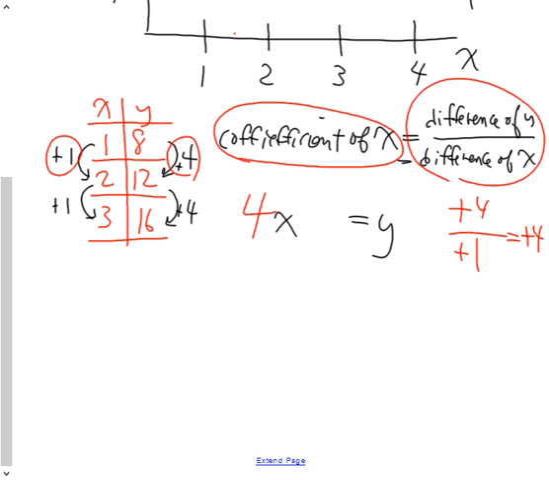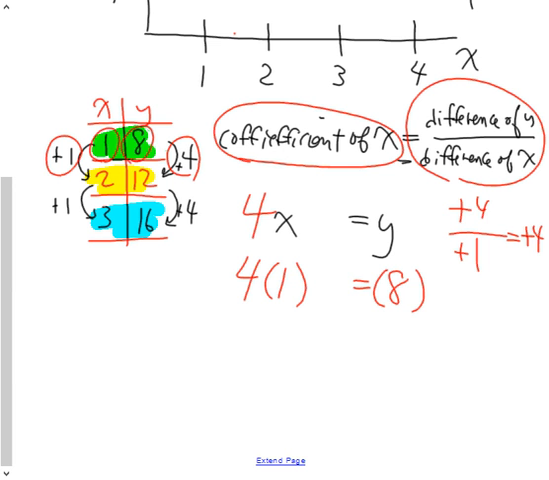And to do that, all we have to do is take any ordered pair that we have in our table. In this case, I chose 1, 8. I could have chosen 2 and 12. I could have chosen 3 and 16. It doesn't matter which one you choose. I'm going to choose the 1, 8. And what I'm going to do is take my equation, and instead of saying 4 times x equals y, I'm going to take the x value of 1 and put it here. And I'm going to take the corresponding y value and put it here.